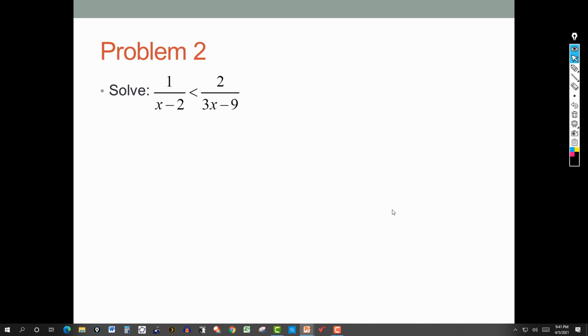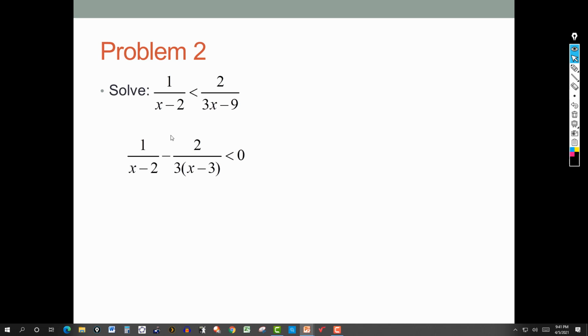For problem 2, we have 1 over x minus 2 is less than 2 over 3x minus 9. Again, we want one side 0, so I'm going to bring this 2 over 3x minus 9 to the other side. All I did here is add the opposite of this expression, 2 over 3x minus 9, to both sides. It got us this. At the same time, here I factored out a 3 just to make it easier.